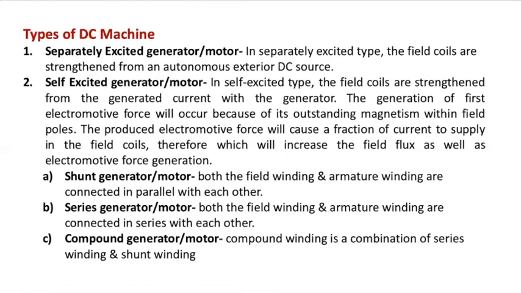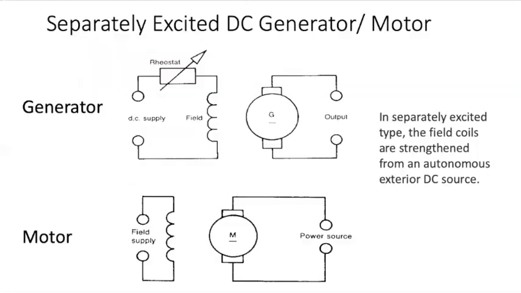If the field winding is connected in parallel with the armature, it's known as the shunt machine. If the field winding is connected in series with the armature winding, it's known as the series machine. And if you have got both the series as well as the shunt winding present in the machine, it's known as a compound machine.